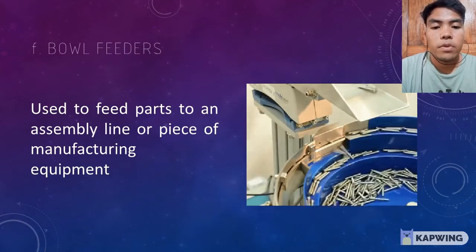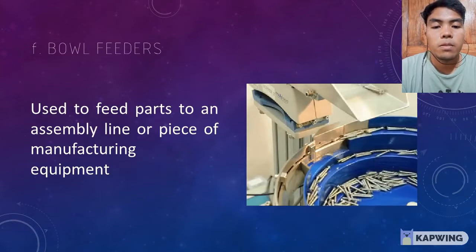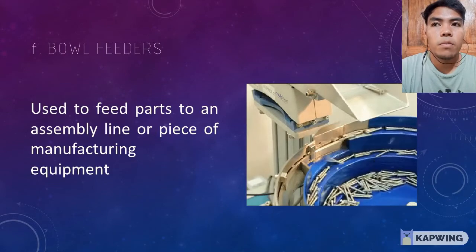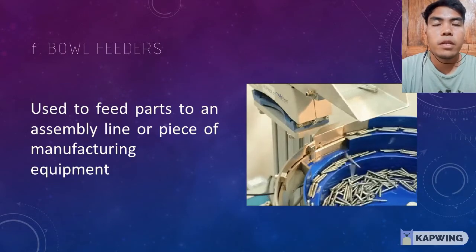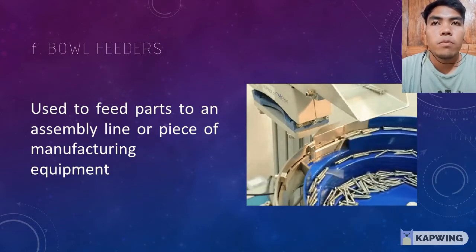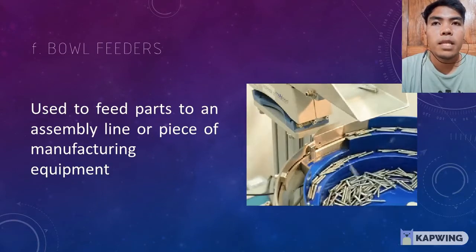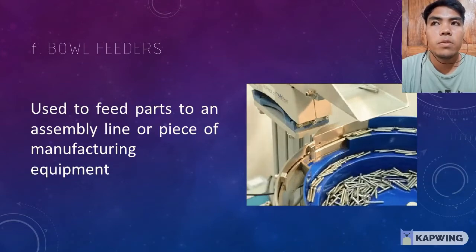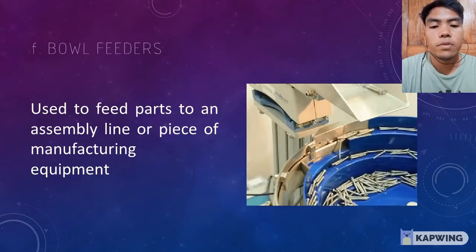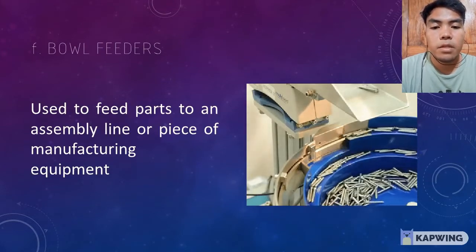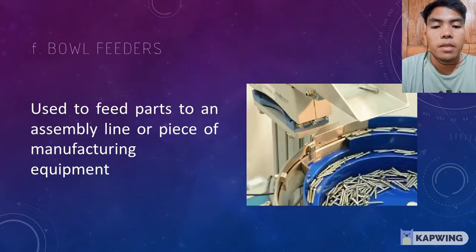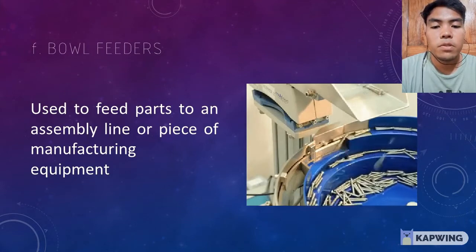Next is food and beverage. So an example in food and beverage is the bottle cap. So a bottle cap is mass produced. Before it is placed on the bottle, it still passes through the bowl feeder, in which it is also sorted out. Next is foundry, glass, mining, packaging, pharmaceuticals.